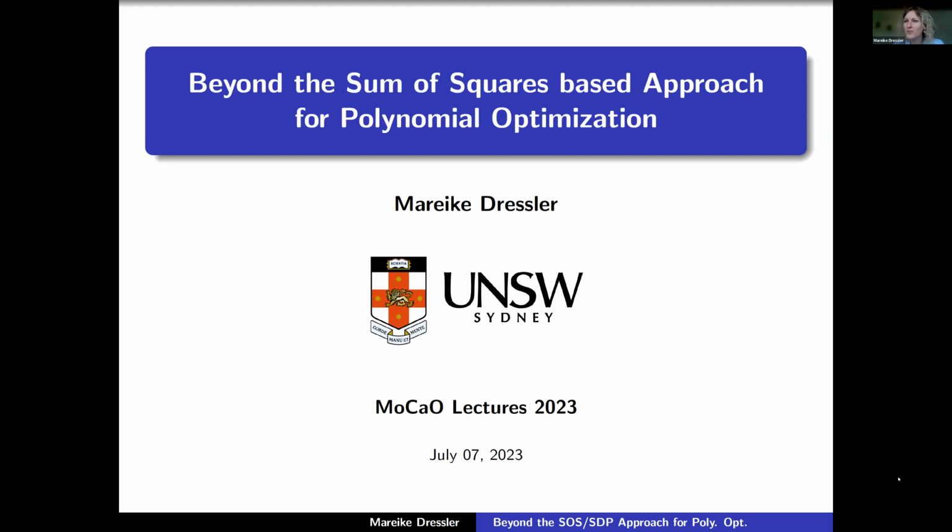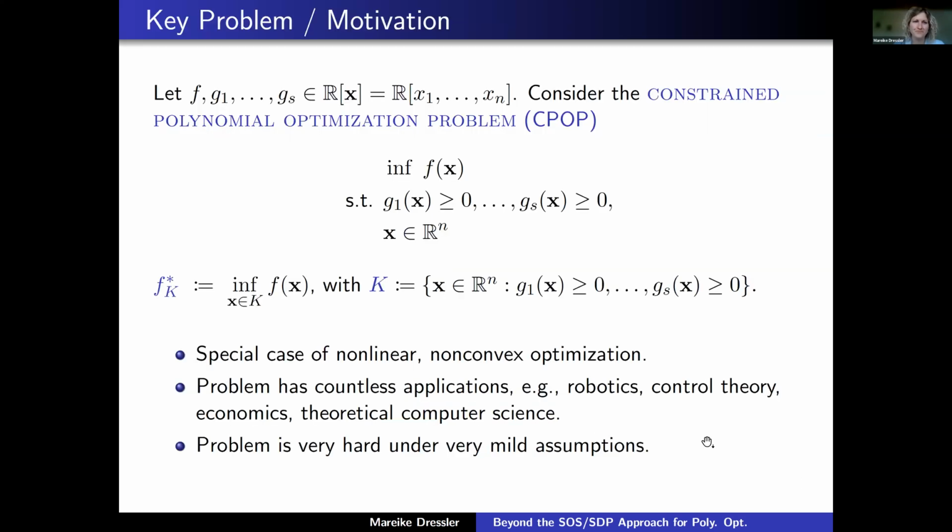And yeah, the story wouldn't be complete without a very short introduction. So let me maybe go again over the motivation. So the key problem is a constrained polynomial optimization problem. So we have a bunch of polynomials, f and g1 to gs. They are multivariate and real. And then our underlying problem is to minimize a polynomial subject to some polynomial inequalities. And we are over the reals all the time.